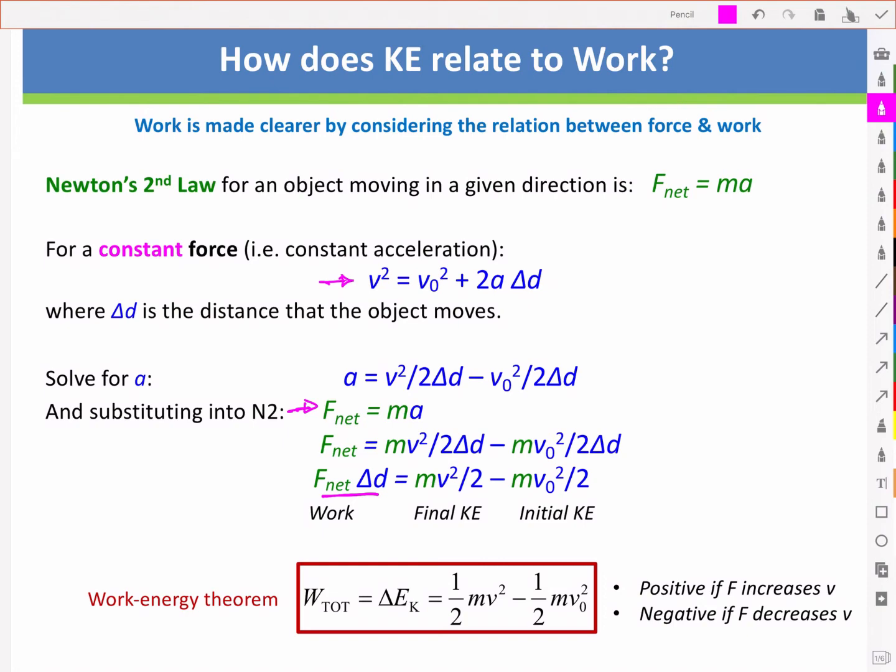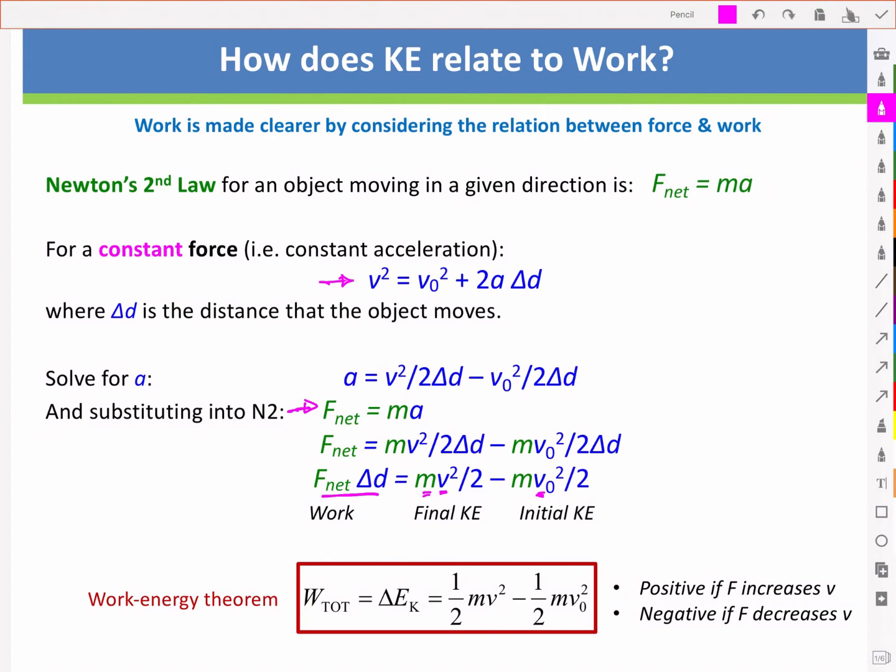Notice that the terms on the right can be recognized as the initial and the final kinetic energies. Because I've brought mass in here, I multiplied by the acceleration from above, which involved my velocities, and so I end up with a term that is 1/2 mv squared, involving the final velocity and the initial velocity. And so this gives us an expression called the work energy theorem.